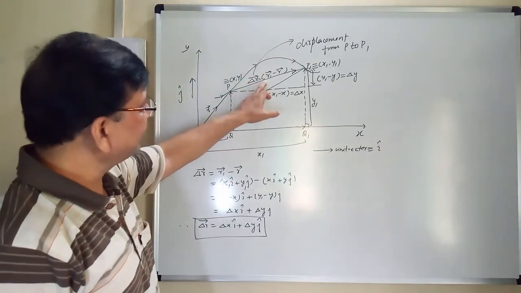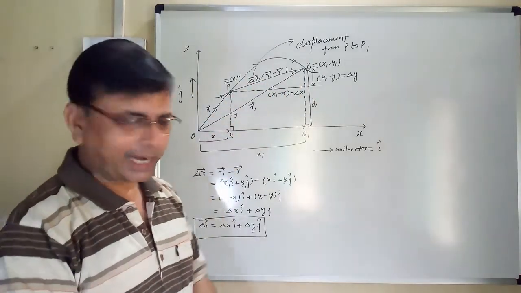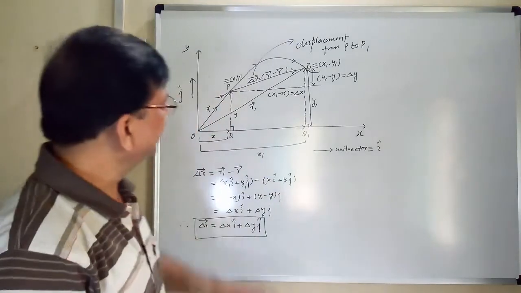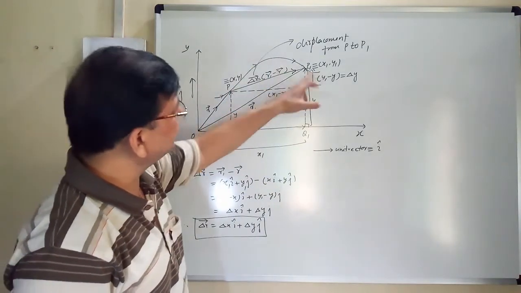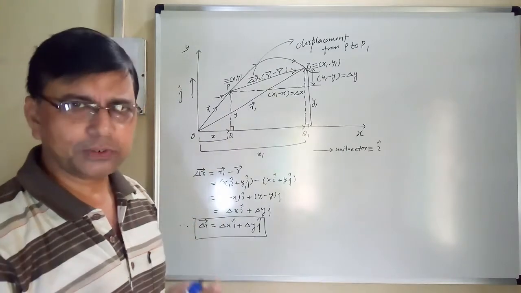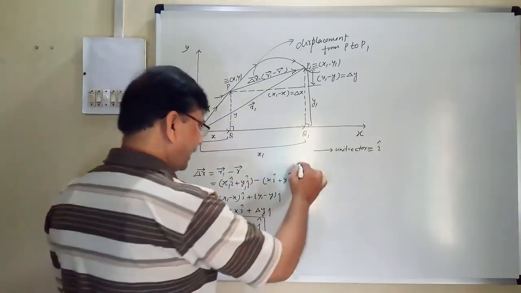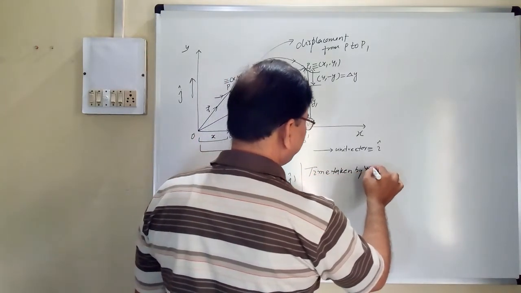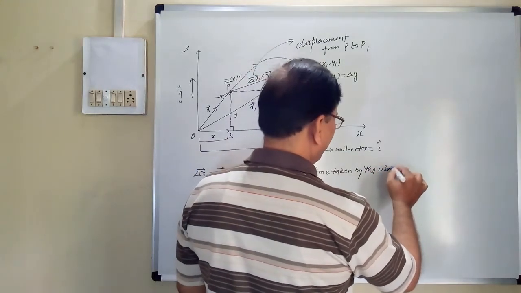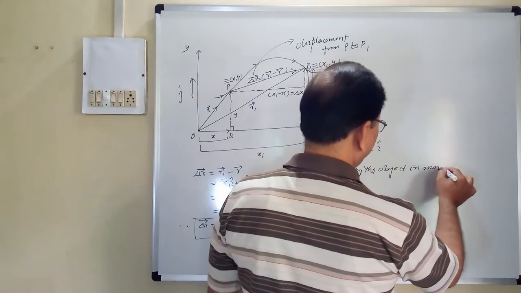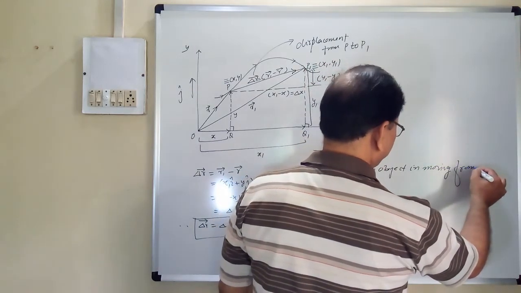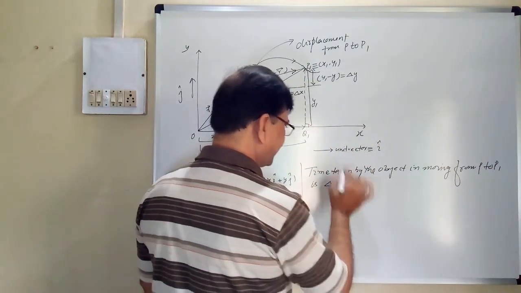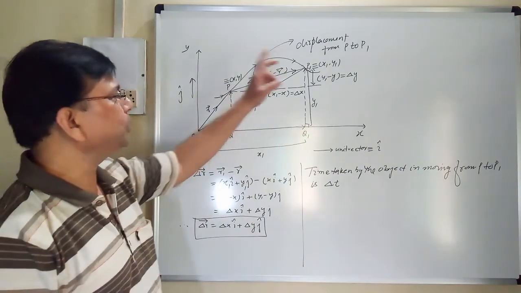Means R plus delta R is equal to R1 by triangle law of vector addition. Accordingly, we found delta R. Up to this we had done. Suppose the object has been moved from P to P1 in the duration delta t. So we will write, if the time taken by the object in moving from P to P1 is delta t. Suppose delta t is the time it took from P to P1.